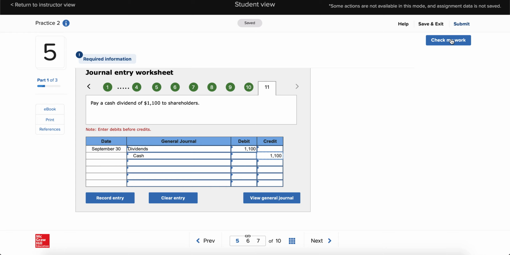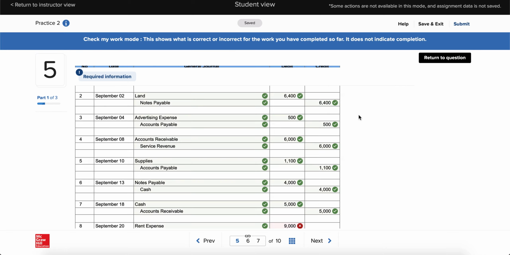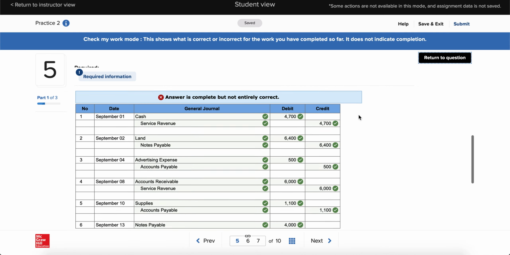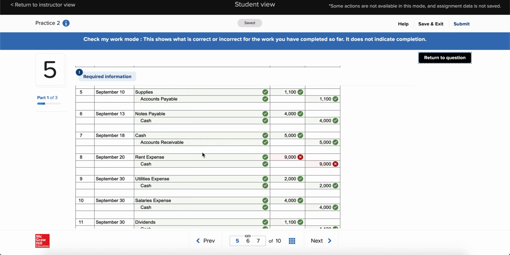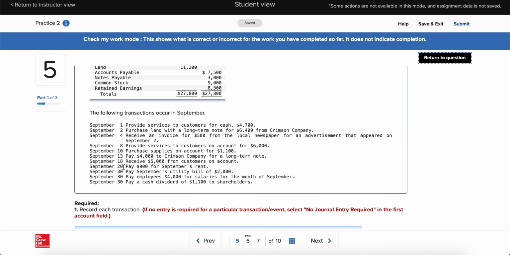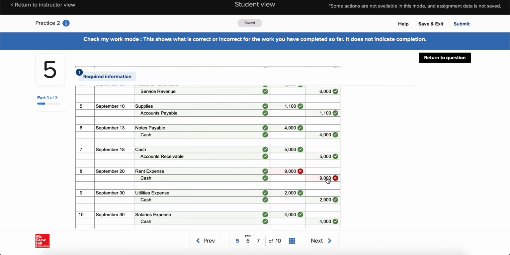Let's check our work. Answer is complete, but not entirely correct. Okay, what's happening here on September 20th? Let's go back and look at this transaction. I think my amount is wrong. It says pay $900, and I have $9,000.